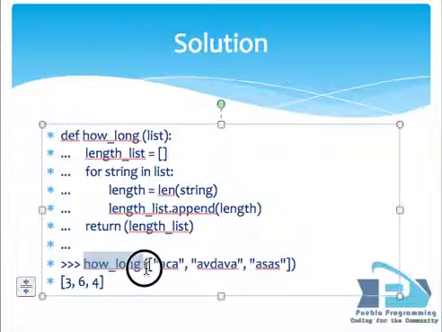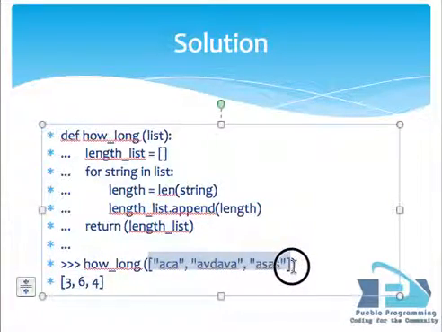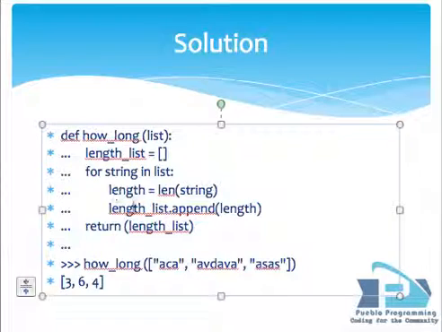You do how long, and we have our brackets and our list of 3 different strings, and it's going to tell you this is 3 long, this is 6 long, and this is 4 long, as you can see down here. So that's basically the format. Yours could be a bit different. You can shorten this to 1 line if you do length.append(length of string) instead of the length variable right here. But basically that's the structure you're going to be looking at.